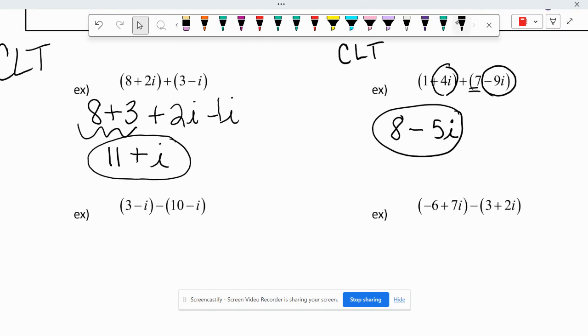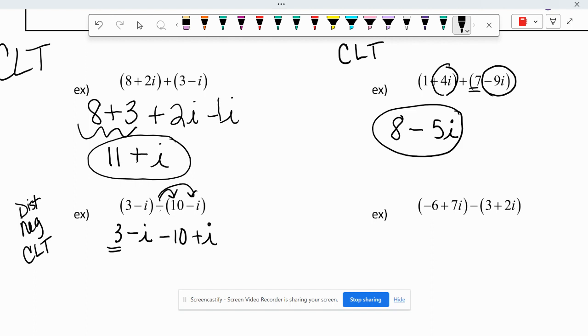These next two examples are subtraction. And you know that when you subtract, you have to distribute the negative and then combine like terms. So I'm going to rewrite it, distributing the negative, because I feel like if you don't do that, you're going to mess yourself up. So I have 3 minus i. Negative times 10 is minus 10. A negative times a negative is plus i. Do you guys see how that works? You distribute that negative out front. So when I combine like terms, I have a positive 3 and a negative 10. What does that equal?